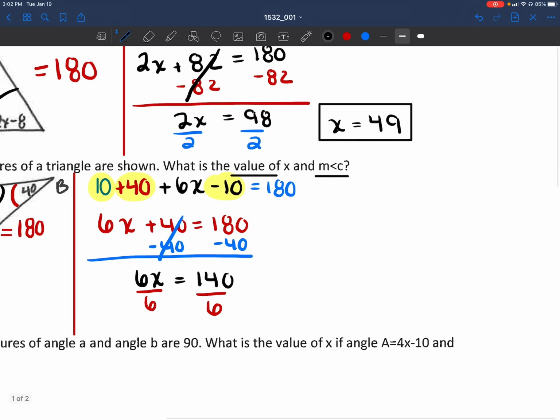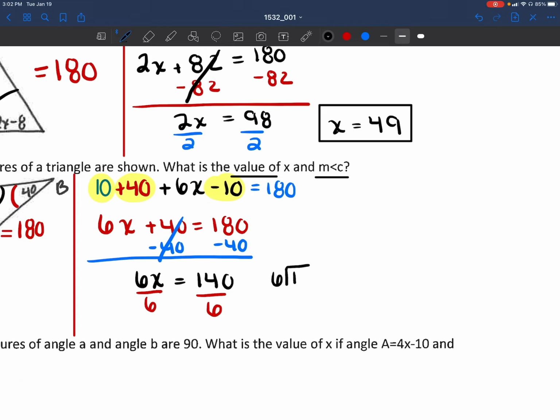So let's do that. Numerator on the inside, denominator on the outside. 6 goes into 14 2 times, because that gives you 12. With the remainder of 2, bring down the 0. 6 goes into 20 3 times, because that gives you 18. And it's going to be a repeating decimal, so 23.3. And we can stop there. So that's one of your answers. X equals 23.3.